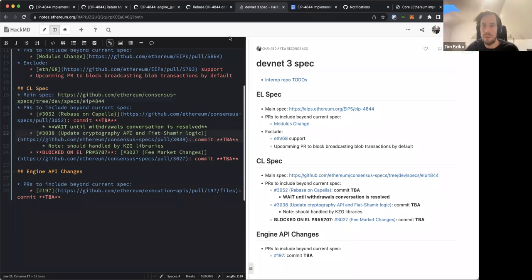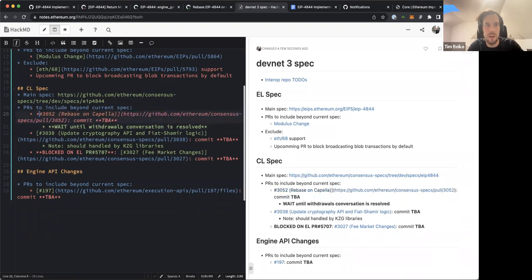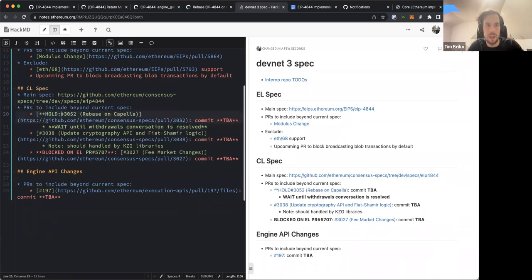In terms of just pending PRs, so rebasing on Capella, we said we're going to wait until the withdrawal conversation is resolved. It might not be this PR, but we'll have to do something along those lines, but not for now.